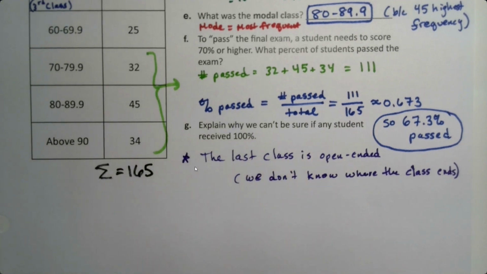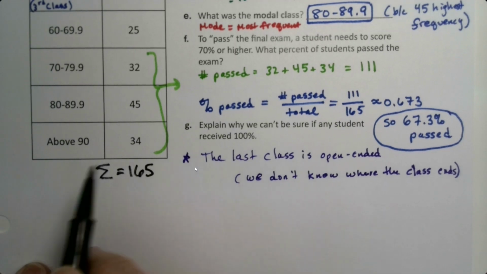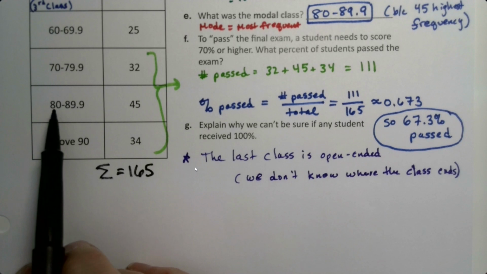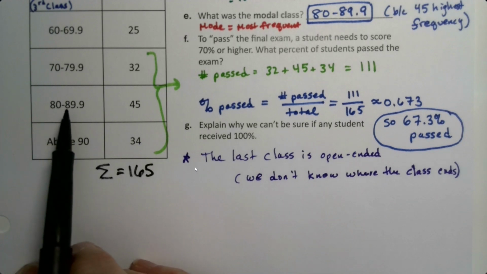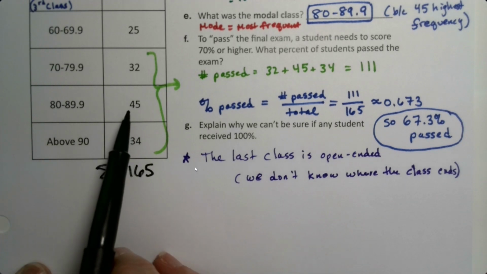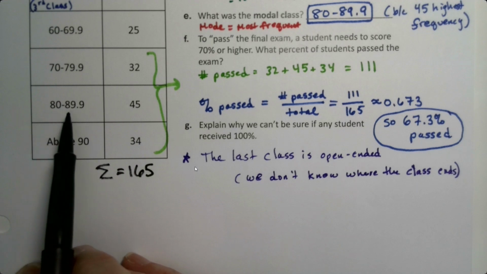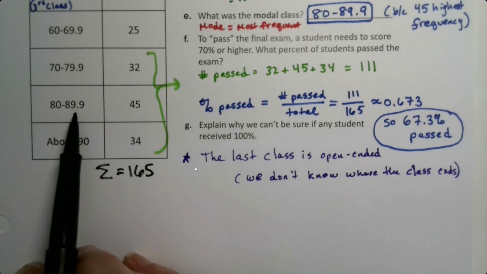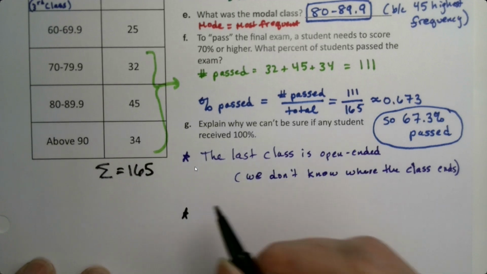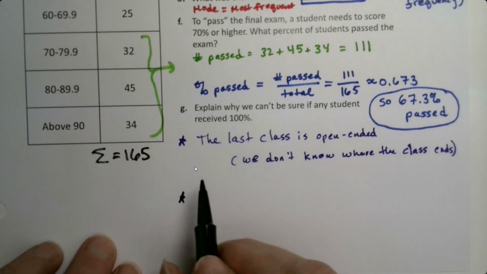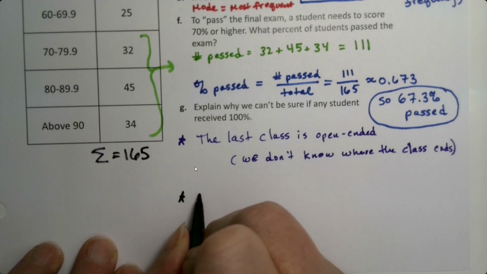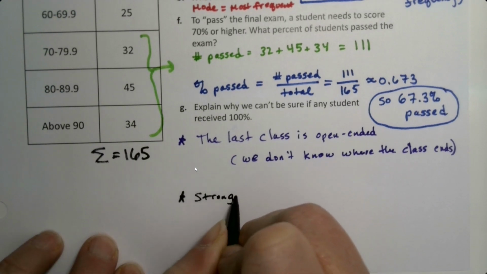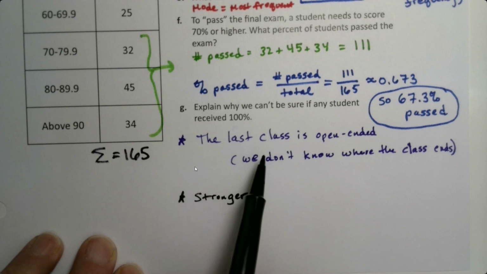But there is kind of another issue. We actually don't know what any student scored. And that's because the students are binned. For example, if I look at this class, 80 to 89, do you know what any of those 45 people scored? Do you know if they were 80 or 81 or 82? How many 83s were in there? We don't know. So actually, we don't know what any, and this is kind of a stronger answer, to be honest with you. So a stronger answer, I mean, yes, the last class is open-ended, but this is true no matter where we are.